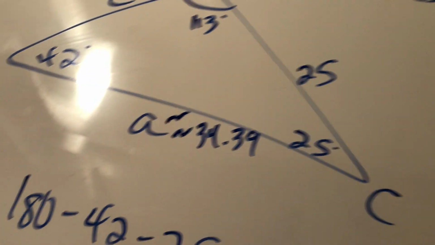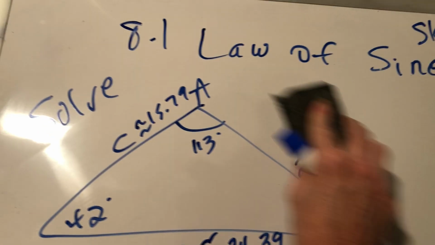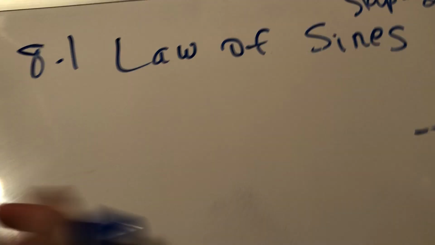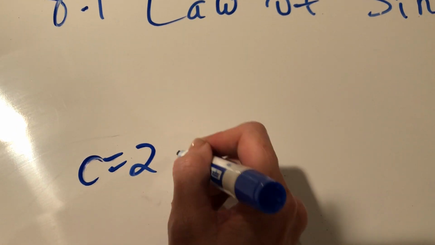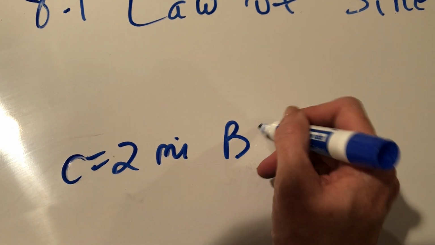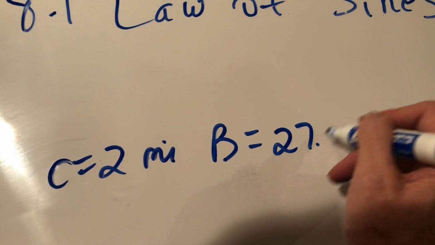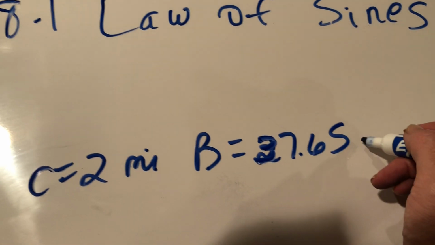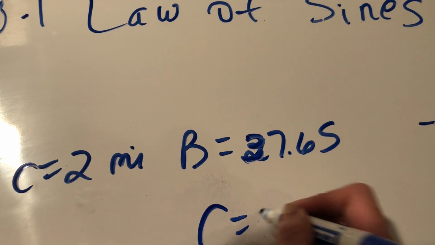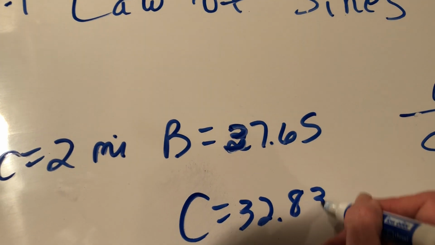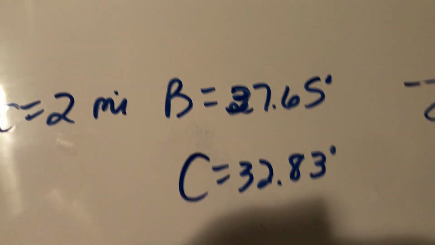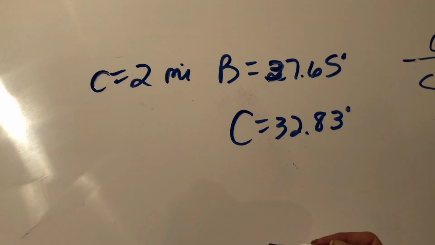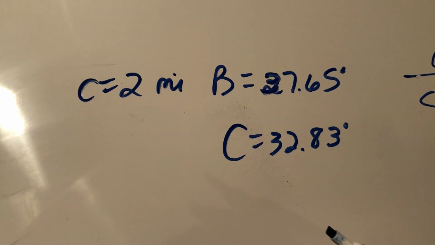Okay, then, so sometimes you're given the triangle itself, and then sometimes you're just given information, like little c is 2 miles, big B is 37.65. Wow, I just put 27. 37.65, and C is 32.83. Those are your angle measures. And you want to solve the triangle.